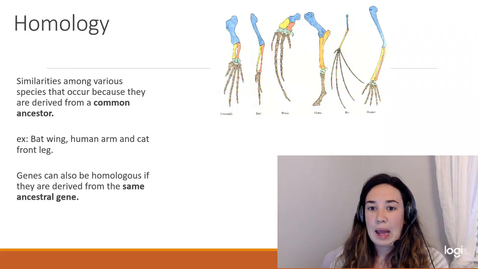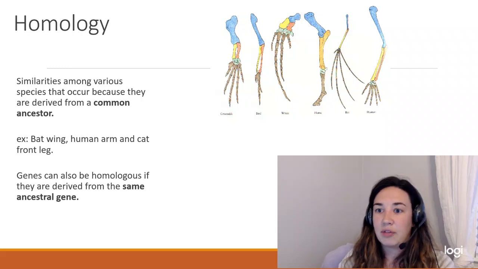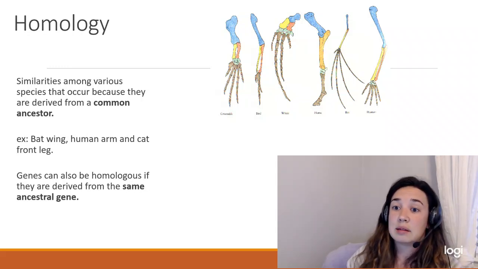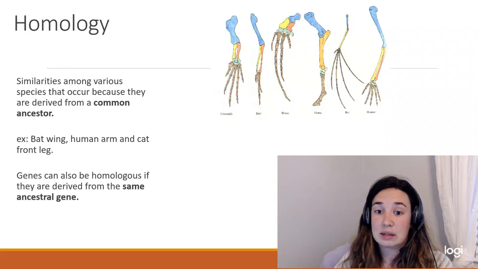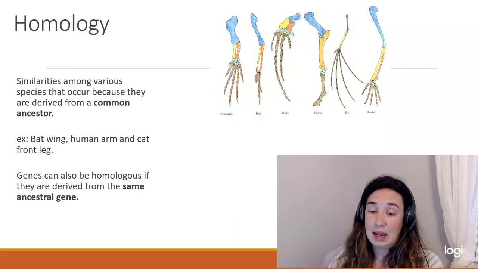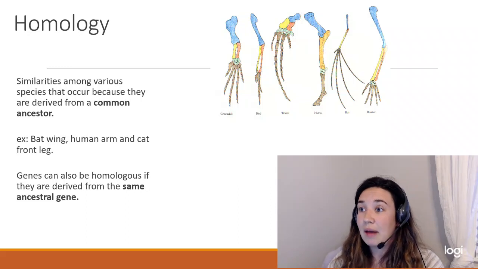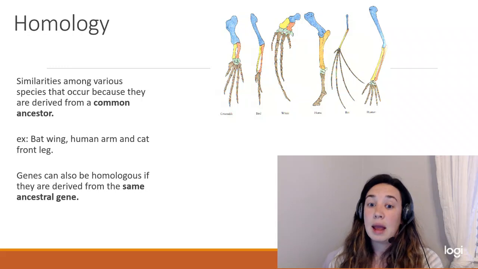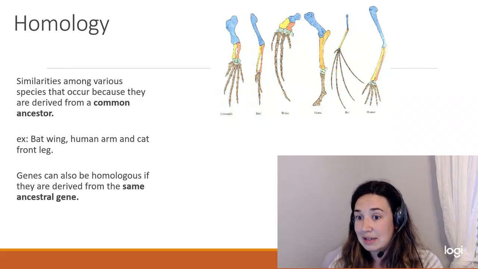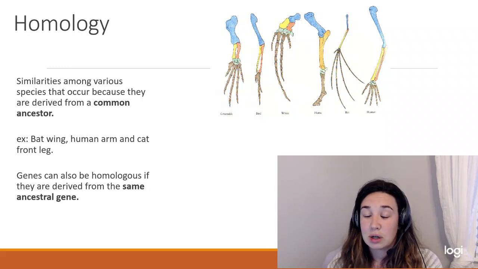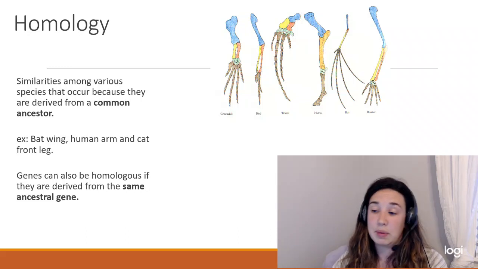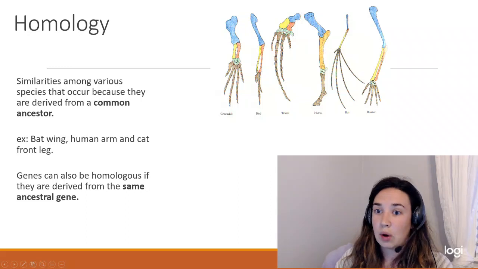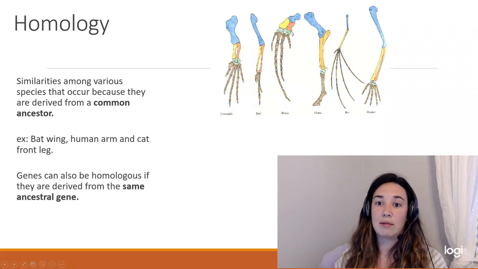So, for example, the bat wing, the human arm, and the cat front leg all have the same bones, all have the same ancestral characteristics that have been derived from the same common ancestor. And genes can also be homologous if they are derived from the same ancestral genes. So not just our actual features, but our genes as well can be homologous. We're just going over homology again to really drive that point home.